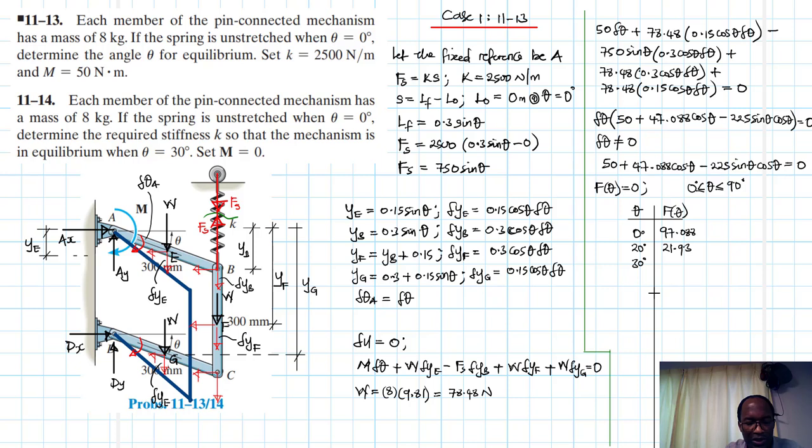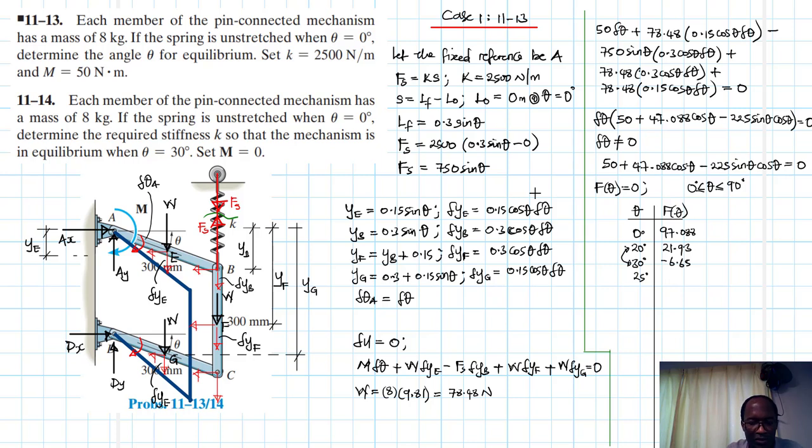So 50 plus 47.088 cos 30 minus 225 sine 30 cos 30. So this gives us a minus 6.65. So we know between 20 and 30 the solution lies in between. So we get the average of the two, which is a 25, right? We plug in a 25.